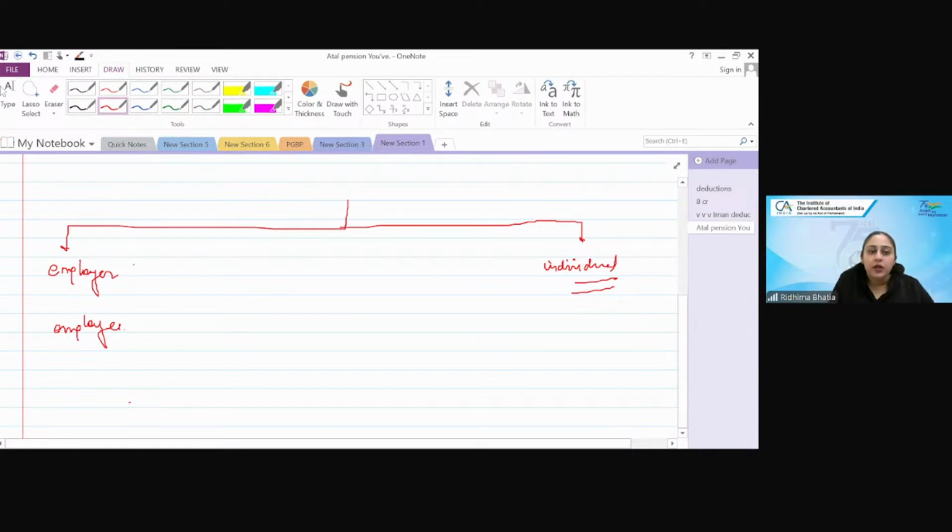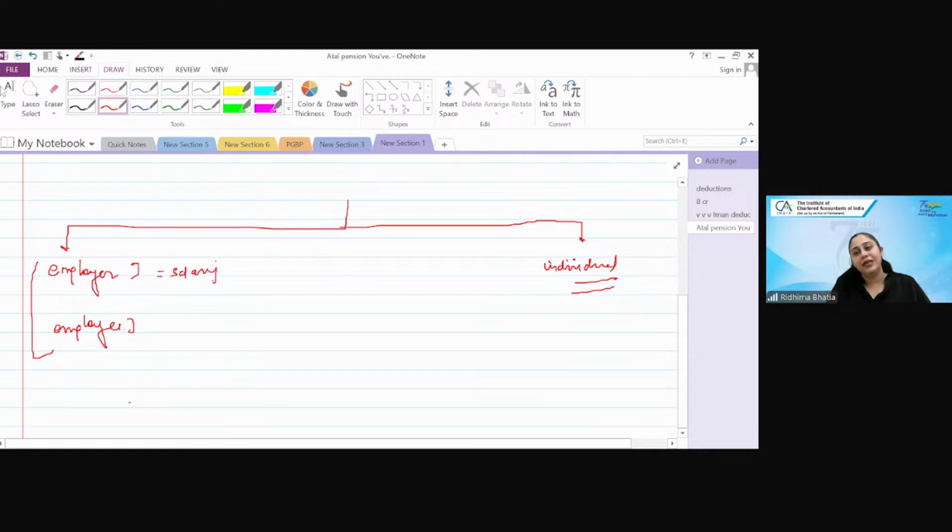So when an employer and employee are both making a contribution, first we'll come to this particular perspective. Every month or maybe once a year, employer is making a certain amount of contribution to my fund, and employee is making the contribution to that particular fund. Now, whatever employer is making, that, my friend, is a salary.